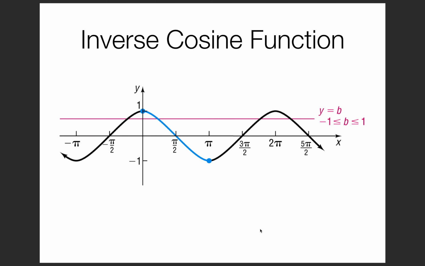So it's going to act very similarly to what we did in the sine function part, but now our range is 0 to pi instead of negative pi over 2 to pi over 2. And what that means for us is that we're going to be working in the first and in the second quadrant, not the first and the fourth quadrant.